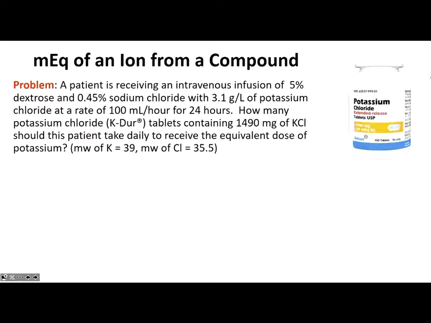So it says, a patient is receiving an intravenous infusion of 5% dextrose with 0.45% sodium chloride with 3.1 grams per liter of potassium chloride at a rate of 100 milliliters per hour for 24 hours. So how many potassium chloride or K-Tab tablets would be equivalent to that? Okay, so if each one of those tablets contains 1,490 milligrams of potassium chloride. Okay, so we're trying to find the equivalent amount.